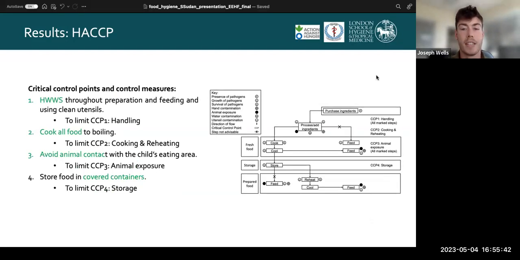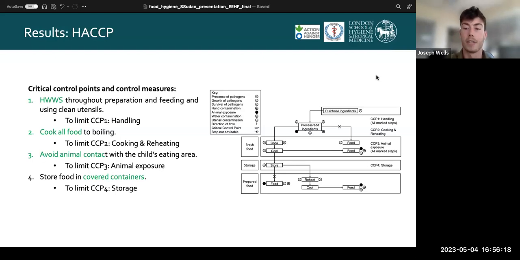So moving on to the HACCP, we were able to produce this food flow diagram for the food categories, which looked at how the food was prepared, fed, and stored. And from this, we were able to identify 4 critical control points, which included handling. So that was handling of food when it was being prepared, as well as feeding and using utensils. The second critical control point was cooking and reheating. The third was animal exposure during food preparation, as well as feeding, and the last critical control point was storage.